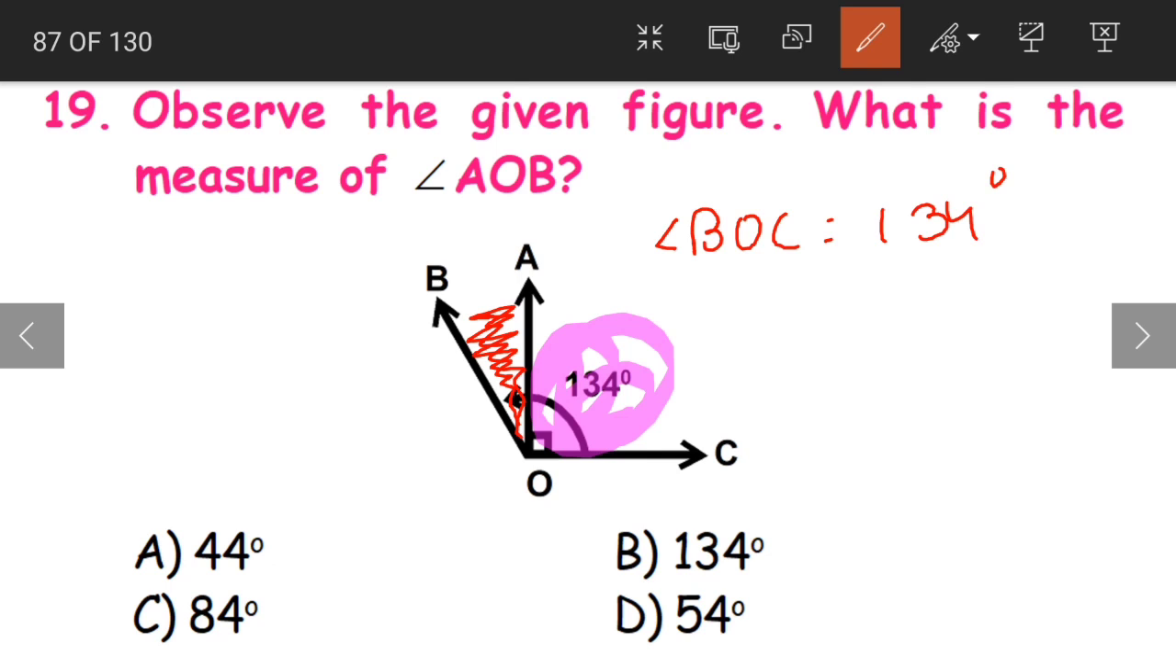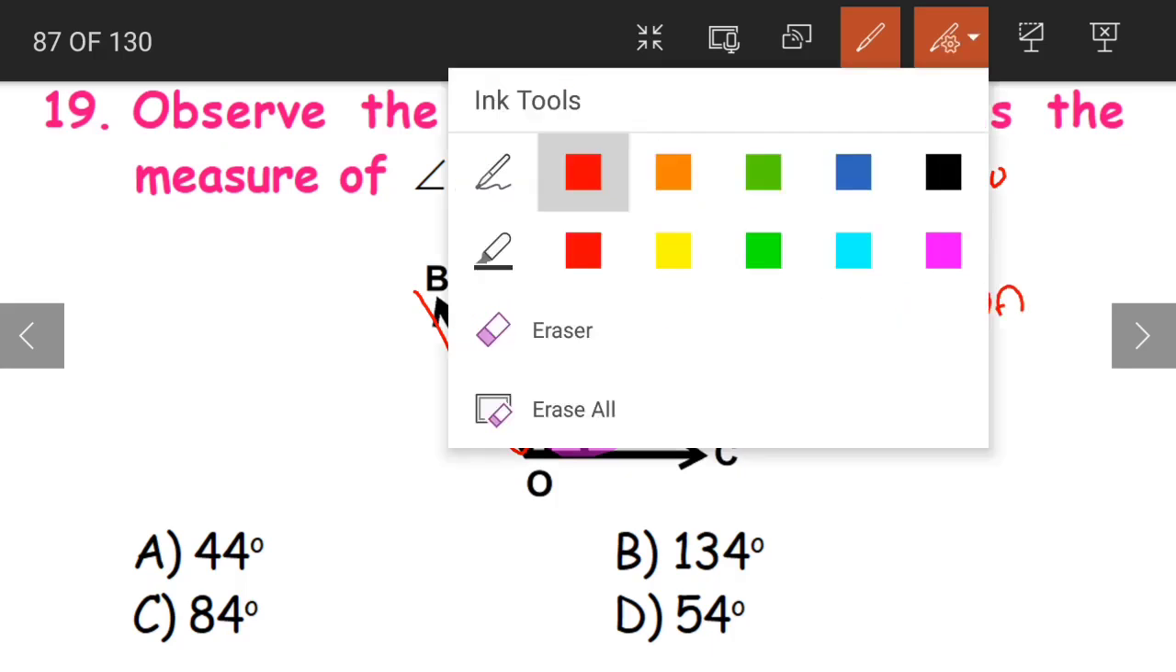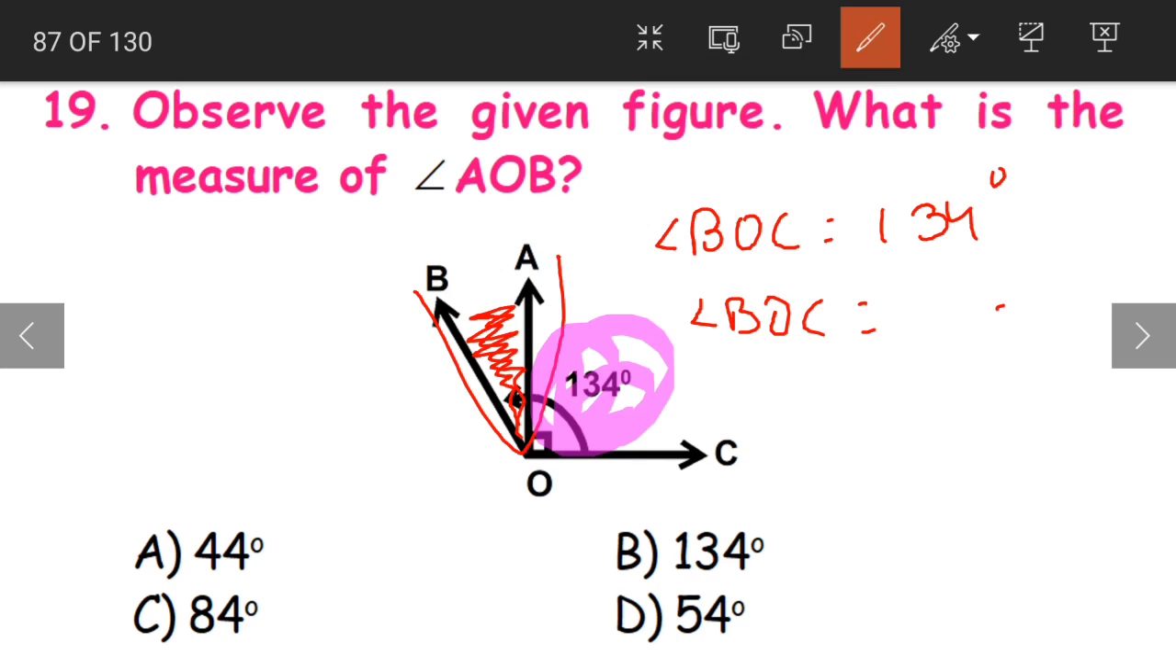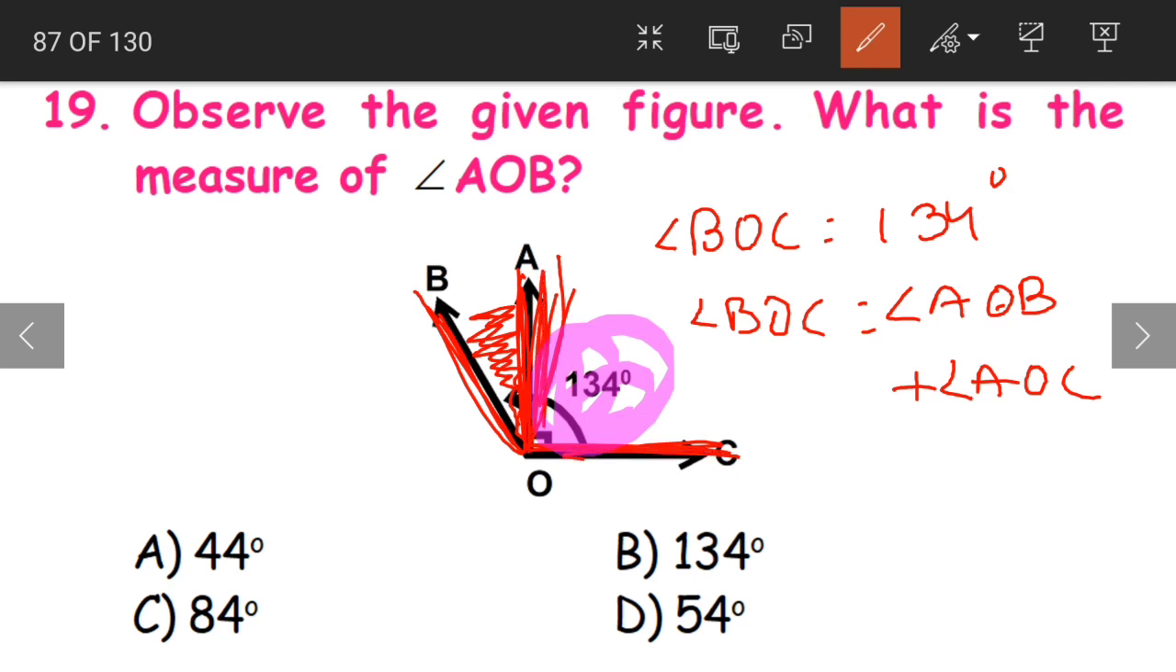Yes or no? Yes. So what are these angles? Angle BOC is again made up of two angles. What are they? Angle BOA or angle AOB. Let us write it as angle AOB plus, what is the other angle here? This one, angle AOC. Is this clear, children? Our angle BOC is made up of two angles, the angle AOB and the angle AOC.